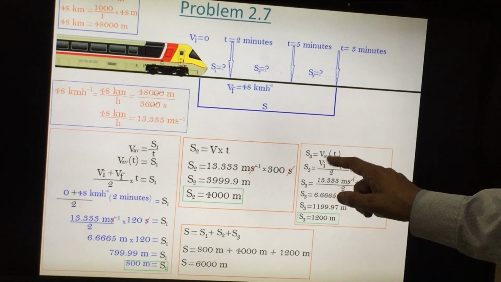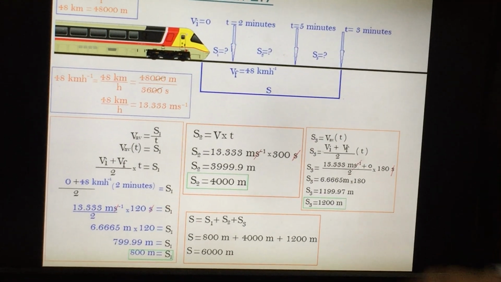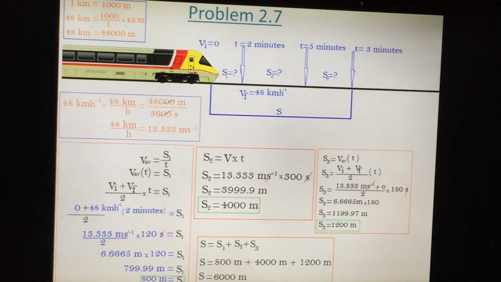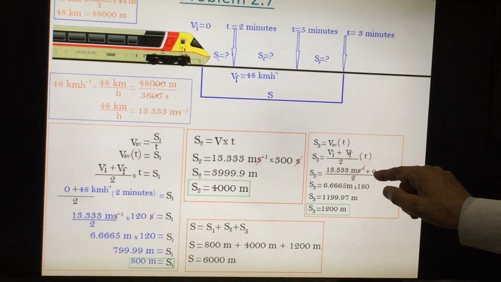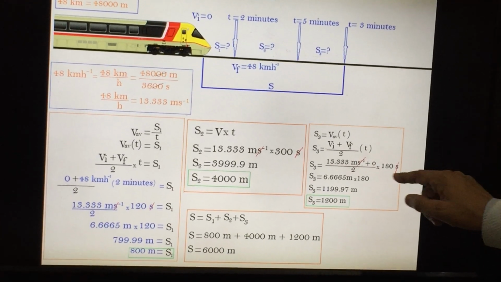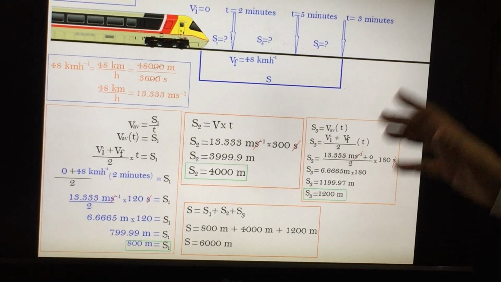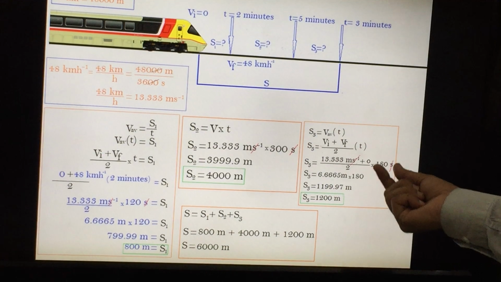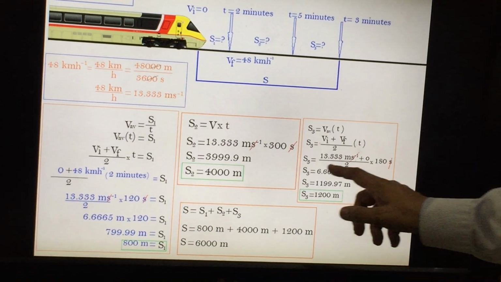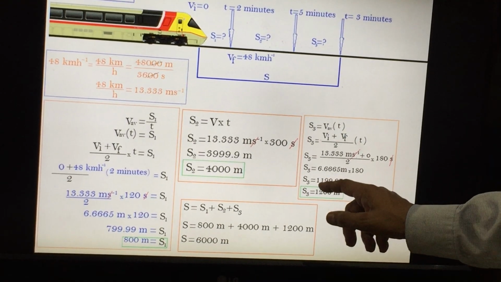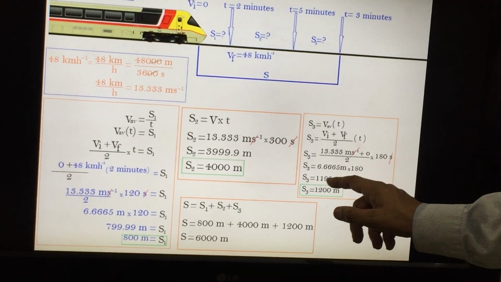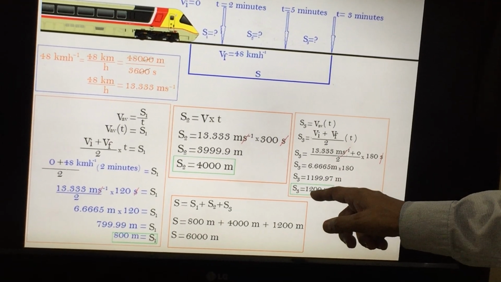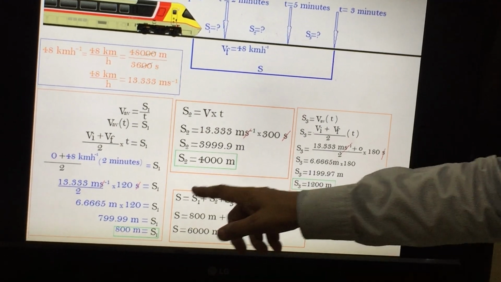S3 is equal to V average multiplied by T. So in this case, the initial velocity is 48, and the final velocity is 0 here. Right? So this one is again the time. For the time, this time is 3 minutes, and 3 minutes are converted into 180 seconds. When you multiply, you will get 1199.97 meters. That is rounded off as 1200 meters.